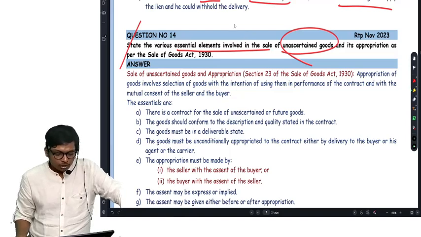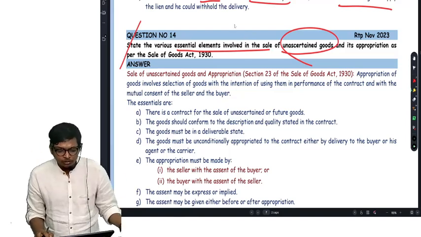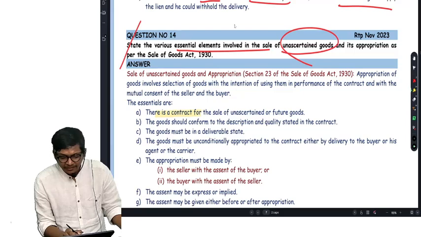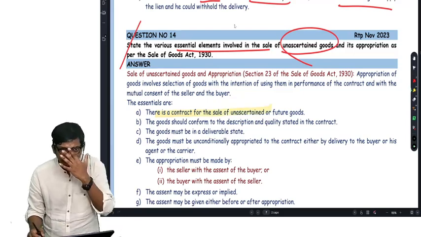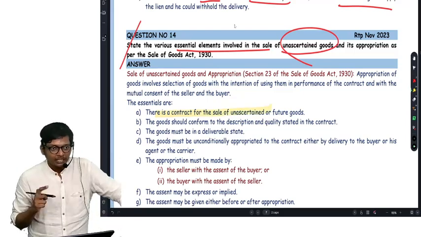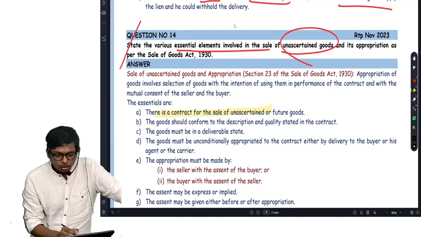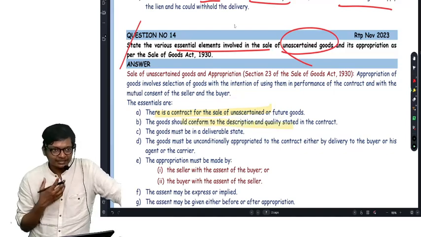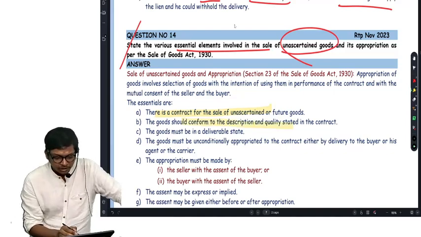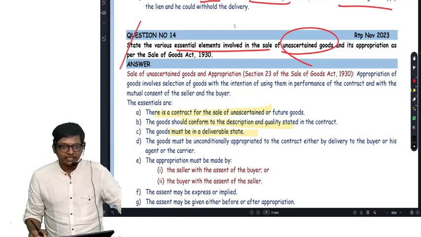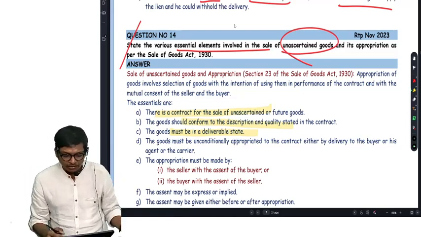Okay, அது எப்படி ஆகும்? When he comes to your house, look at this, contract is sale of unascertained goods. When he comes to your house, he will bring 5 kg of tomatoes. It's unascertained goods. Goods should conform with description. Yes, I asked for tomato, he also is giving tomatoes. Goods must be in deliverable state. Yes, tomatoes are in deliverable state.